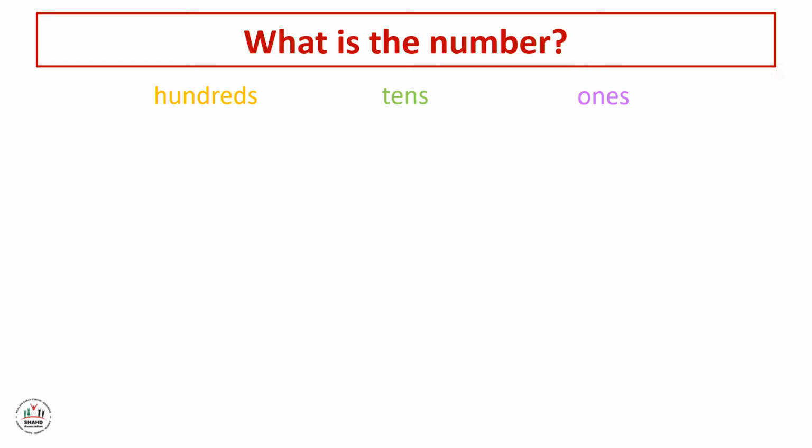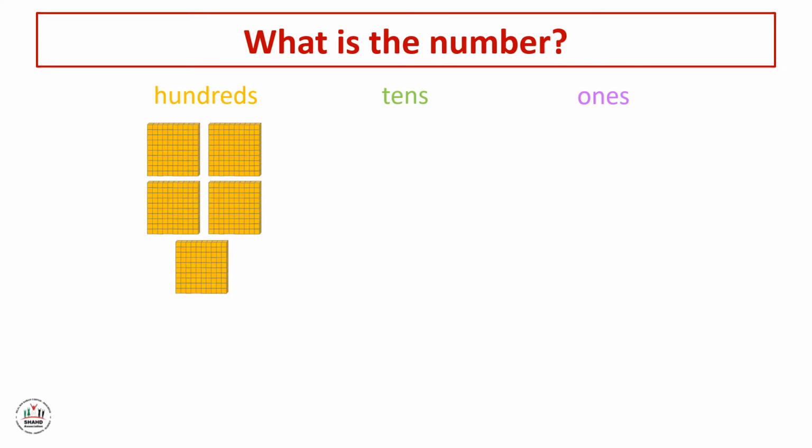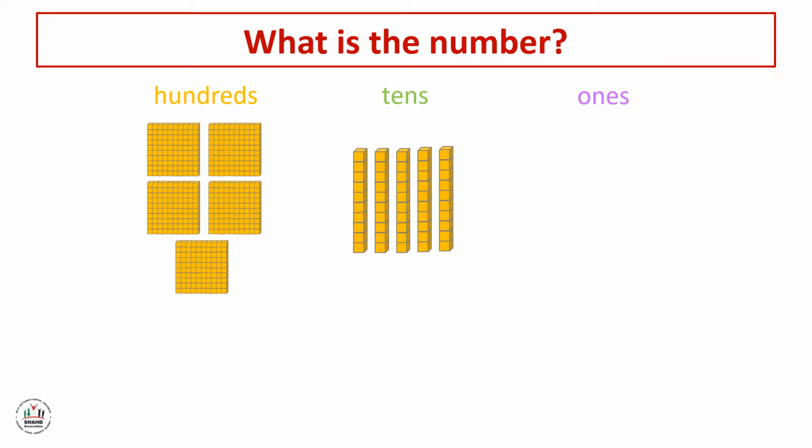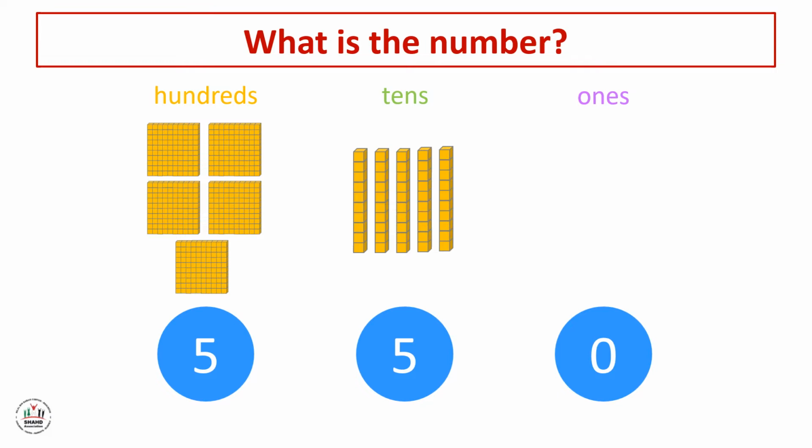Another one. Here we have 1, 2, 3, 4, 5. We have 500. And in tens we have 1, 2, 3, 4, 5. We have 5 tens. And in ones we have 0. We don't have anything. So the number here is 550.